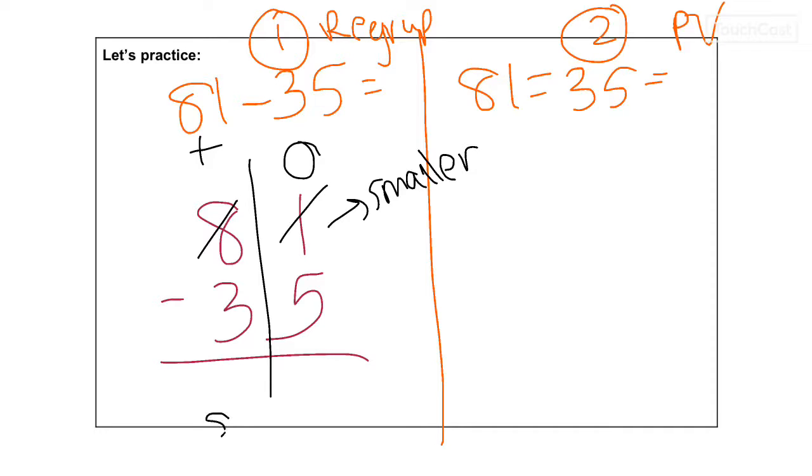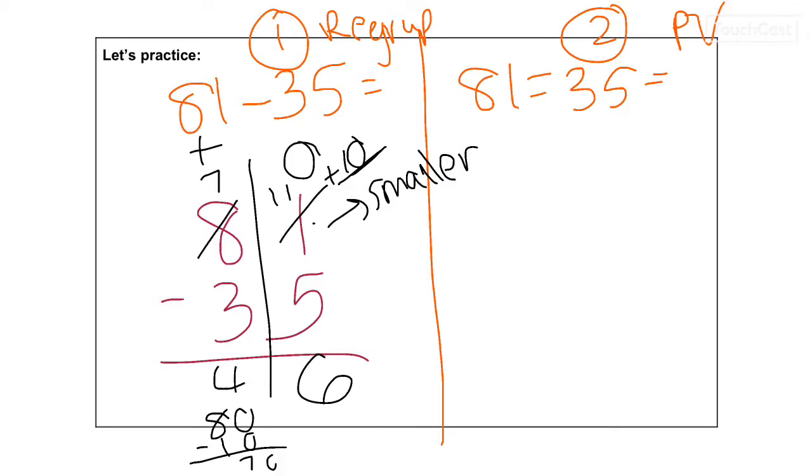I had 8 tens, which is 80. I take away a 10, gives me 70. I'm going to give those tens back over here. I have 10 plus 1 is 11. So can I do 11 minus 5? Yep, because 11 is bigger. 11, 10, 9, 8, 7, 6. Can I do 7 minus 3? Yes, 7, 6, 5, 4. The answer should be 46.